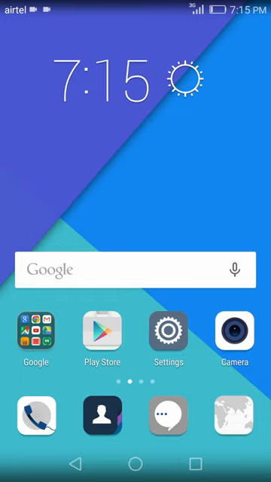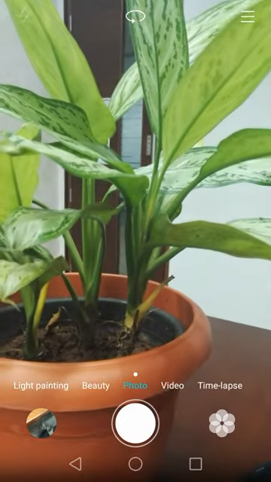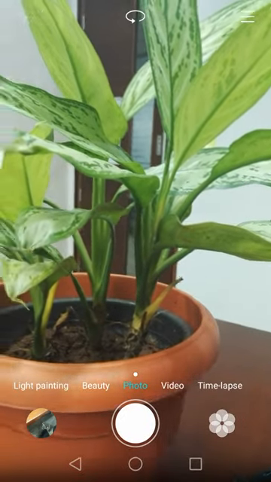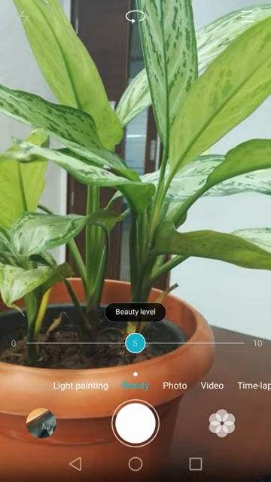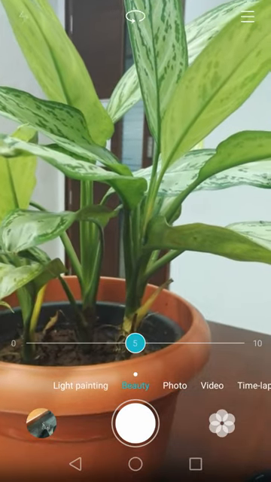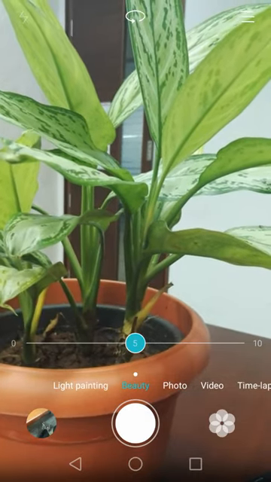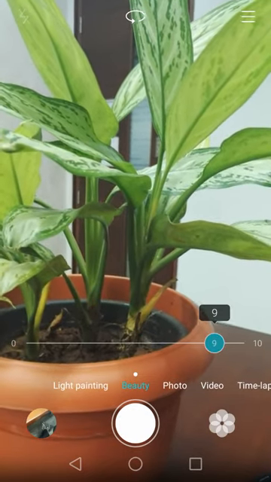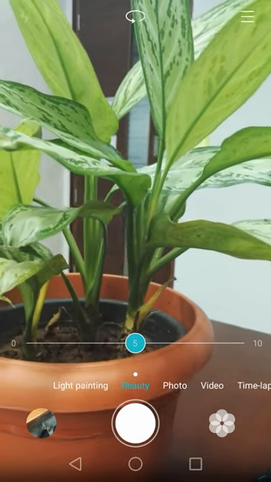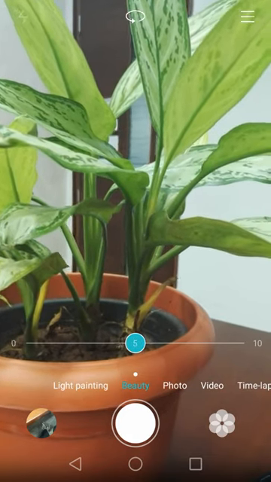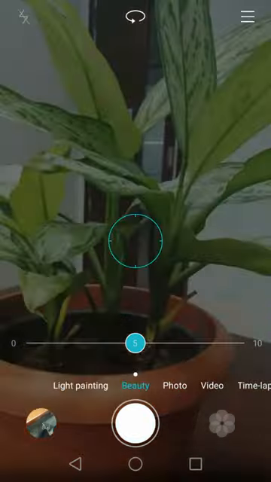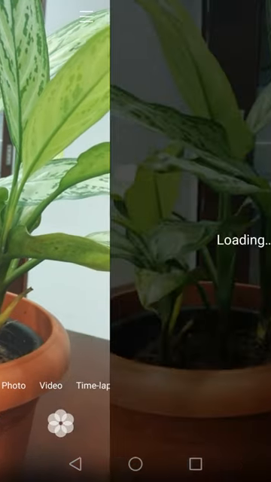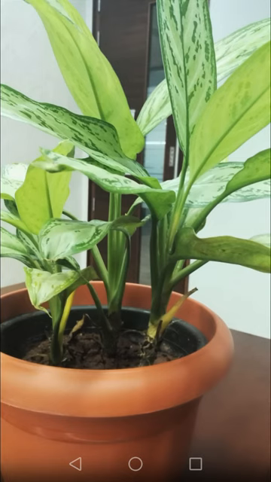To take a picture in beauty mode, tap on the camera application, slide to the left of the camera. This will take you to the beauty mode. Also, select the level of beauty by swiping the slider from 0 to 10. 5 is the optimum level. You can explore different levels and choose the best picture.